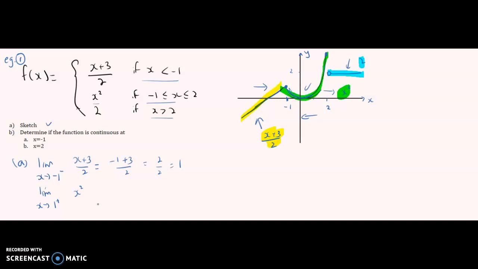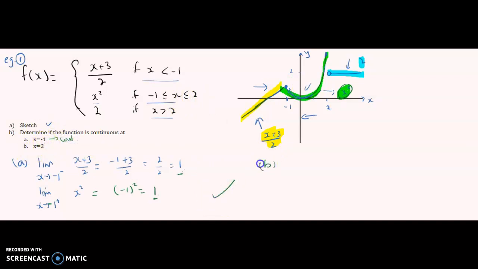Now, if I have to go from the right, that means I'll have to follow this function here. So then I'll have to put in, sorry, I have to put a minus here. Minus 1 squared will be 1. So I am seeing from the left and from the right, they are both 1. So the limit does exist, and so it is continuous, right? So yes, it is continuous here.